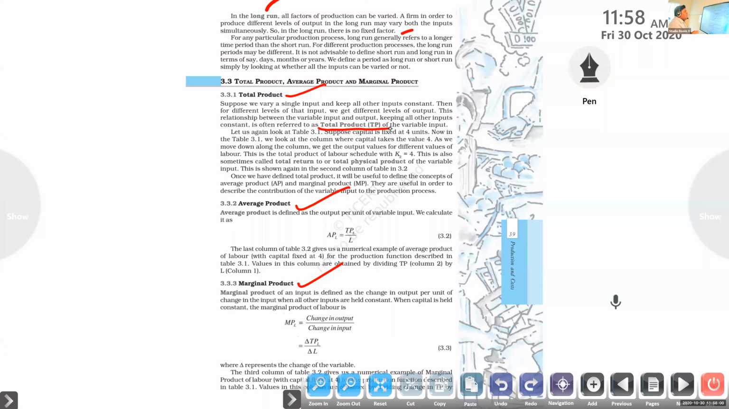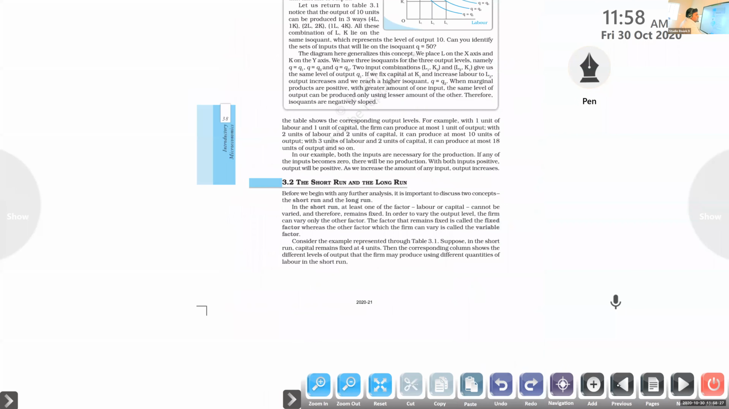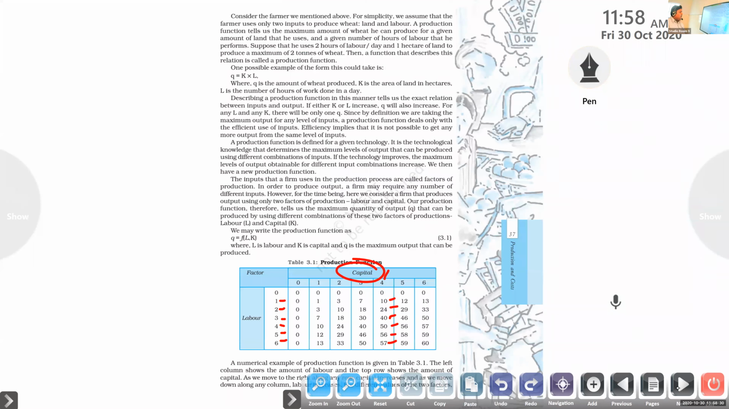The combination of all inputs that can produce a particular amount of output is called the total product. Again we go to table number 3.1, which we already discussed. Suppose capital is fixed at 4 units. In table 3.1 we look at the column where capital takes the value 4. As we move down the column, we get the output values for different values of labor. So capital is constant, and we are making changes in the labor.